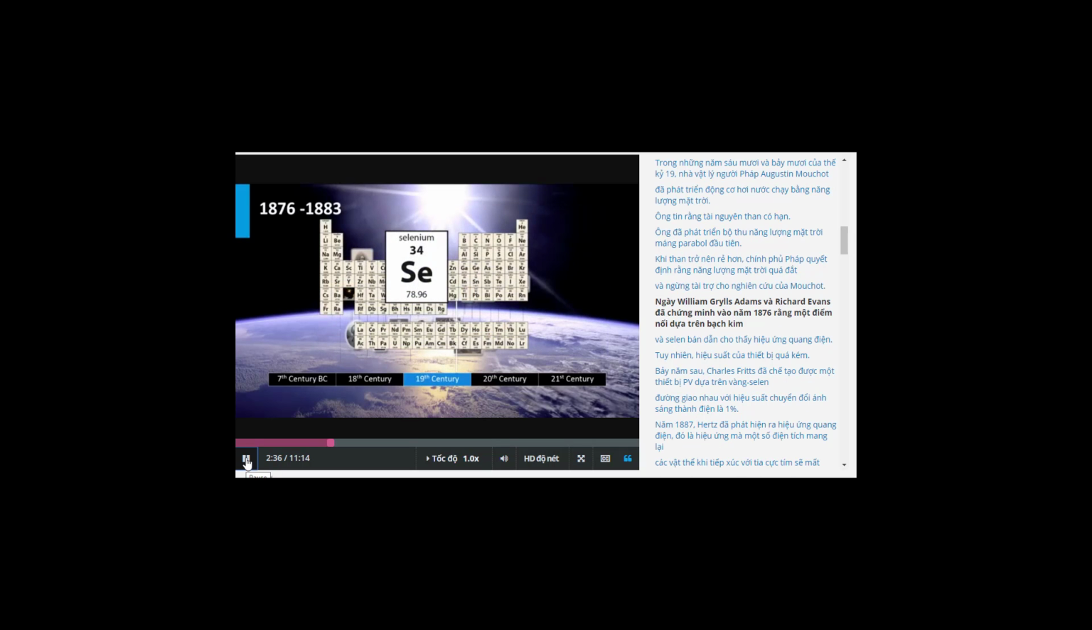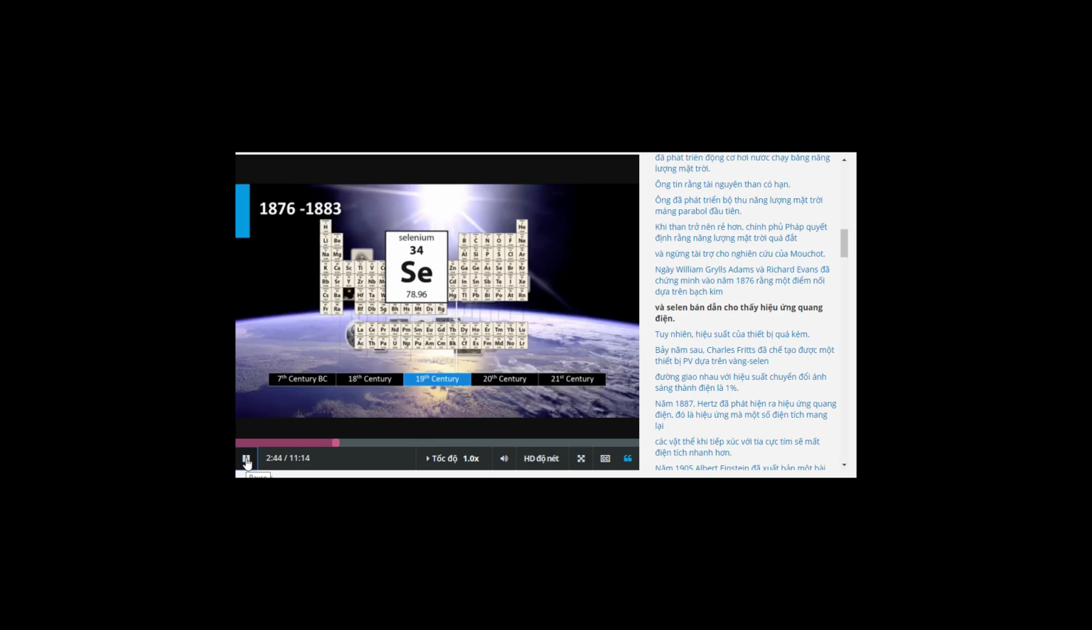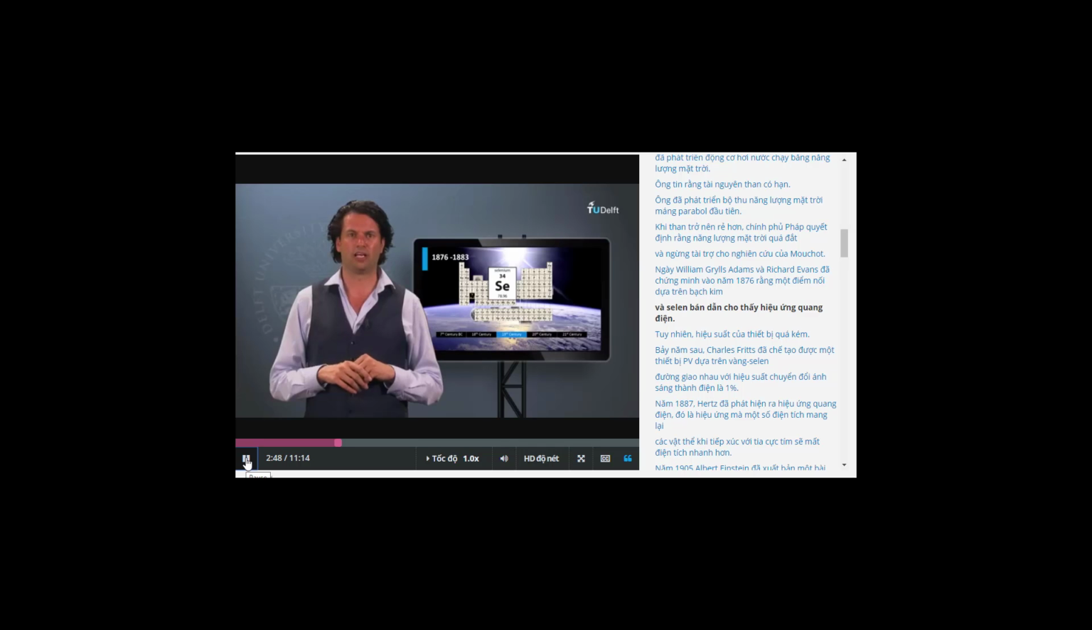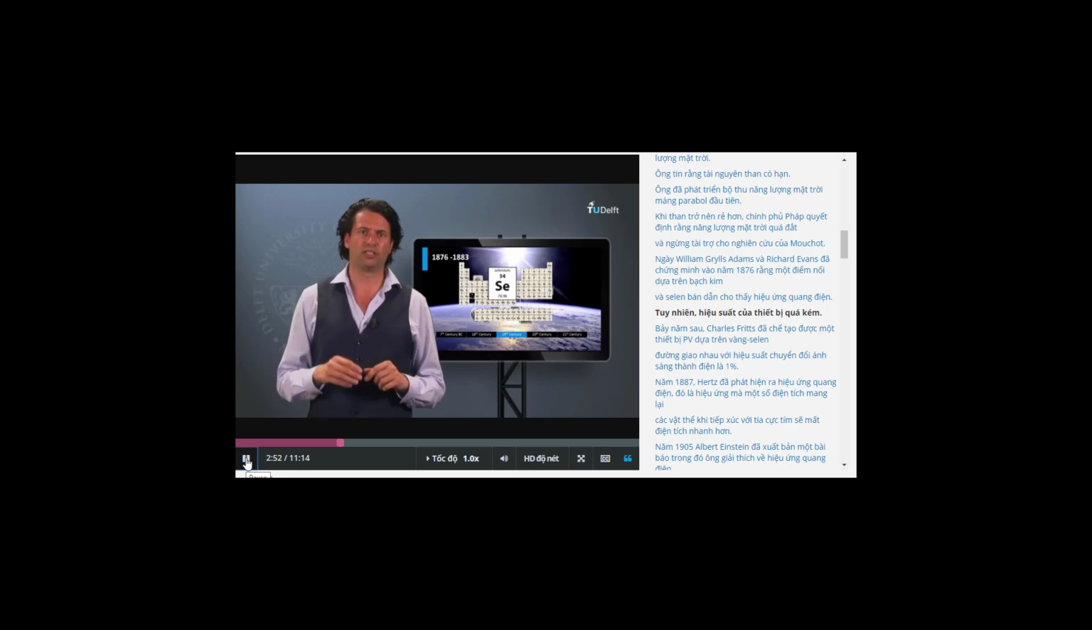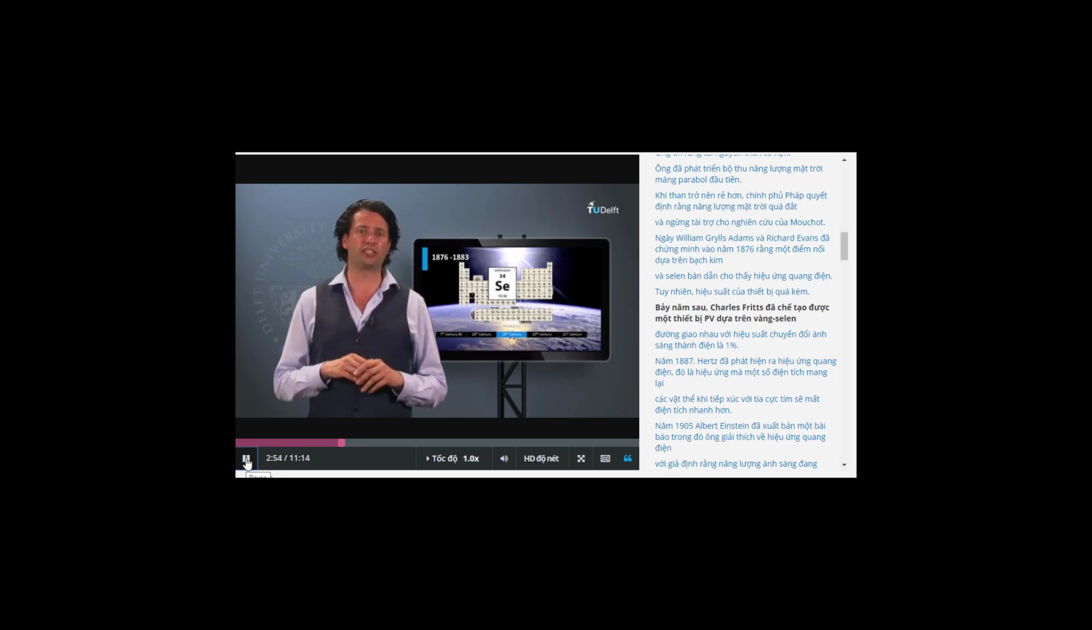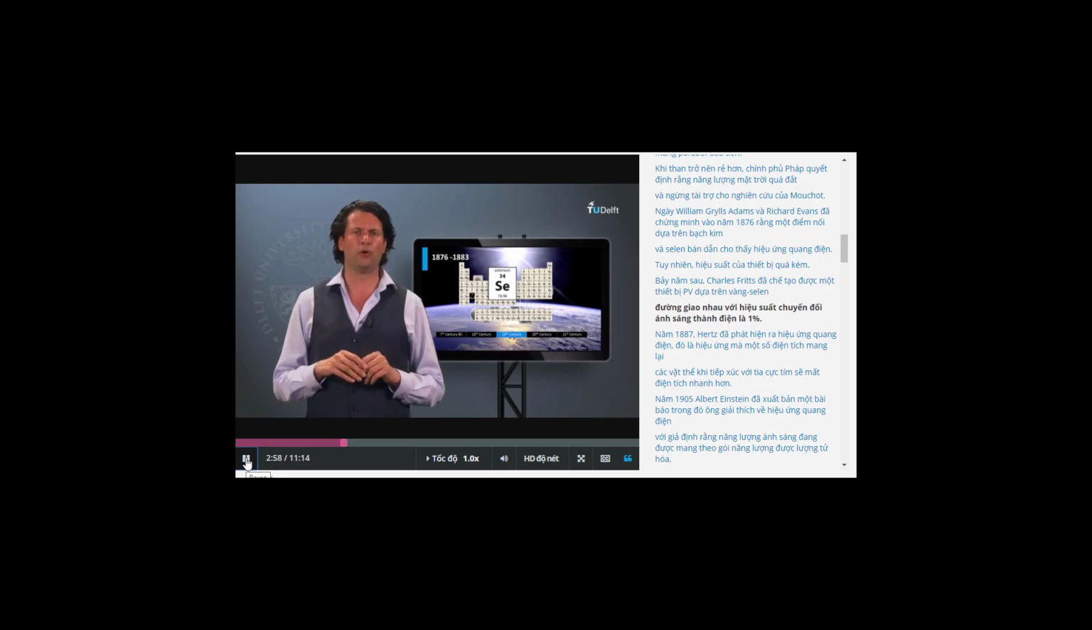William Grylls Adams and Richard Evans demonstrated in 1876 that a junction based on platinum and the semiconductor selenium shows the photovoltaic effect. However, the performance of the device was too poor. 7 years later, Charles Fritts managed to make a PV device based on a gold-selenium junction with a light-to-electricity conversion efficiency of 1%.